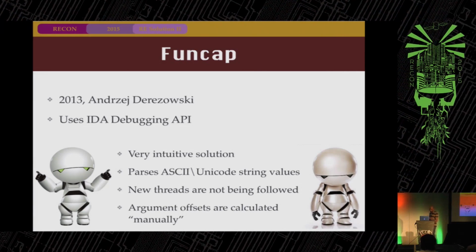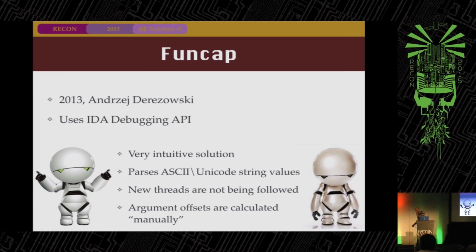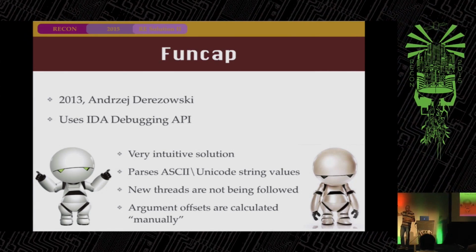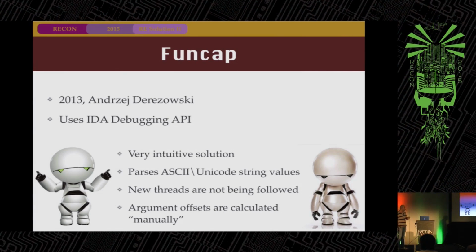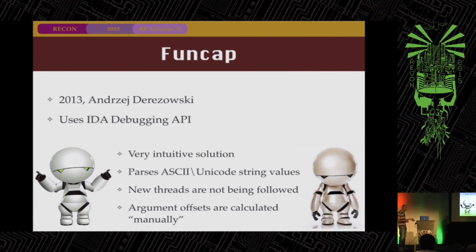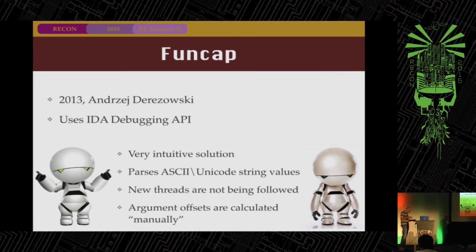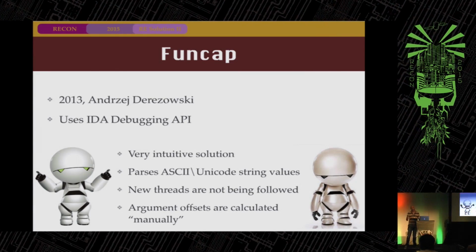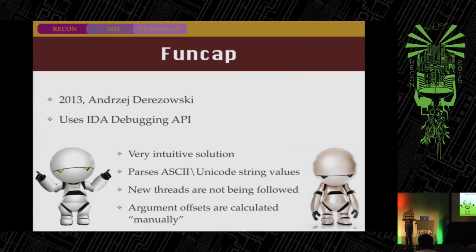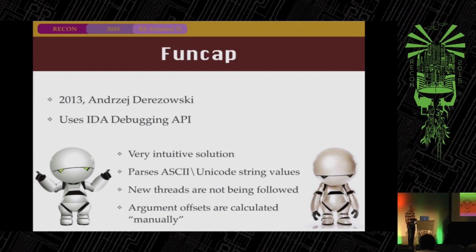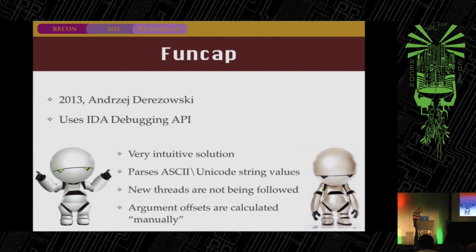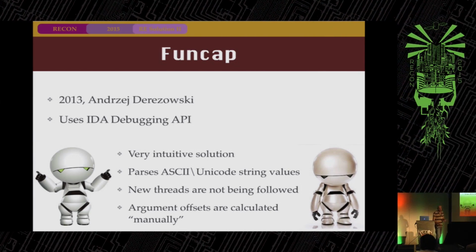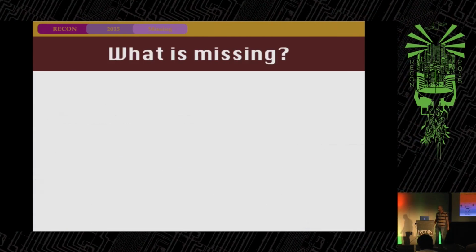And another thing is that argument offsets are actually calculated manually. So what it does, it looks at the value of ESP or RSP or whatever architecture we're talking about, looks at how many arguments should be there, divides that by 4, and says, okay, so this should be the offset of the first argument, this is the second, this is the third. And this could work in a lot of cases, but of course, it could also not work in a lot of cases. And it seems like not the right thing to do, because all this data is actually already stored inside IDA, so why do I have to calculate it manually? It really makes it not really usable.